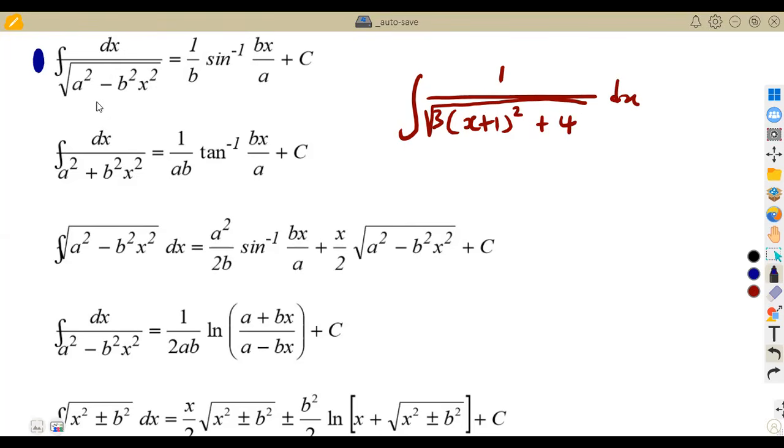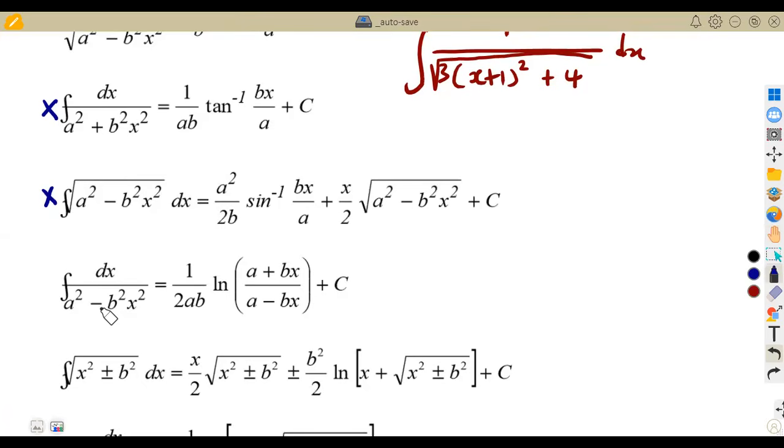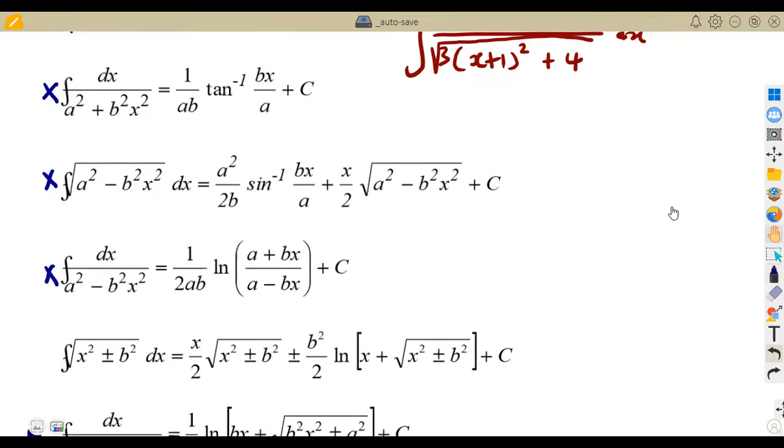Okay, so let's check the first one. There we have got a minus, so this one is totally out. Here we do not have a square root, so it's totally out. Here we have got a square root, but we do not have 1 over. This is 1 over. So this one is out. Okay, we move on to this one, dx over a squared. This one is out. We do not have a square root here. All right, we move on to this one.